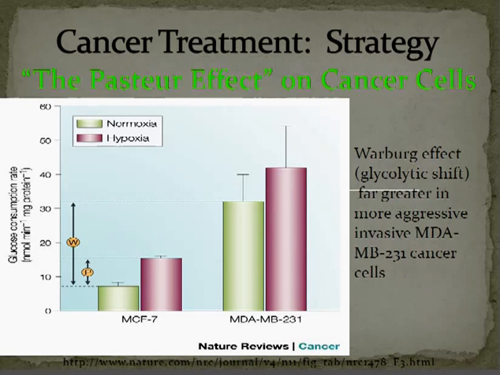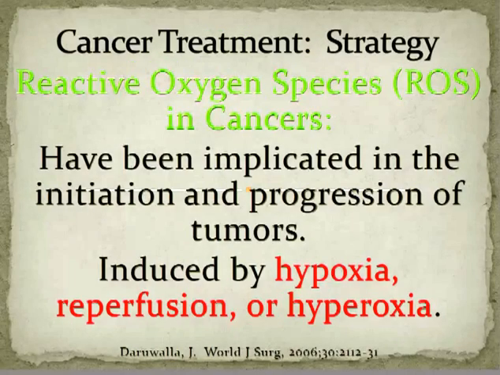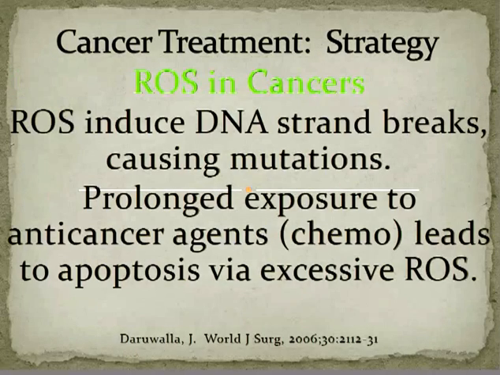Well, how are reactive oxygen species involved? Because this is much of the base of treatment of cancer, and it's what we're going to deal with hyperbaric oxygen. Turns out, reactive oxygen species have been implicated in both the initiation and the progression of tumors, and these reactive oxygen species are induced by both hypoxia, reperfusion, which is inflammatory reaction, and hyperoxia, which is where we may have a role. Turns out reactive oxygen species induce DNA strand breaks, causes mutations, and prolonged exposure to chemotherapeutic agents also leads to excessive reactive oxygen species and apoptosis.